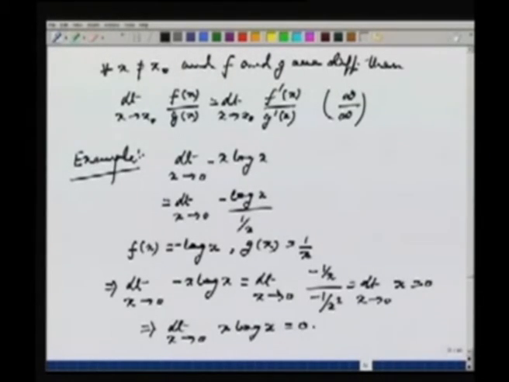So notice that here in this setup, to apply L'Hopital rule, we actually needed the infinity by infinity form of the L'Hopital rule. These are the famous indeterminate forms. One is the 0 by 0. The example we have seen is sin x by x. Other is infinity by infinity. Here the example we have is x log x.